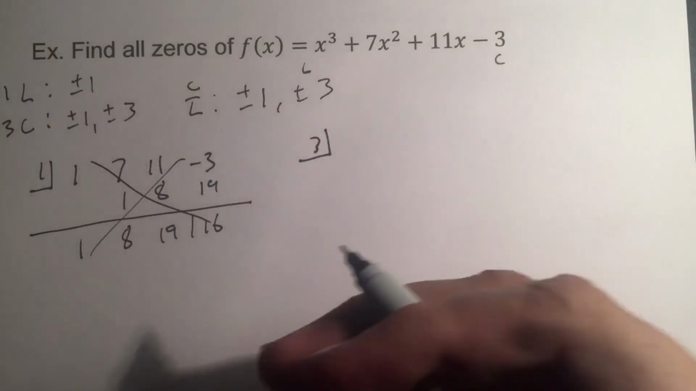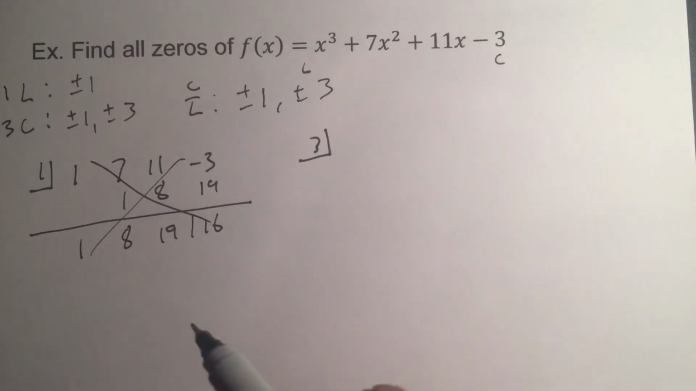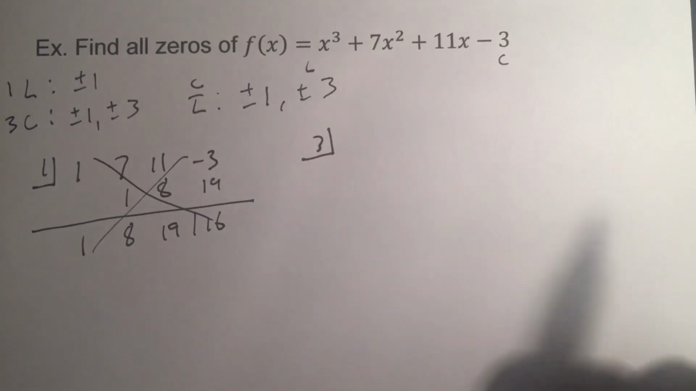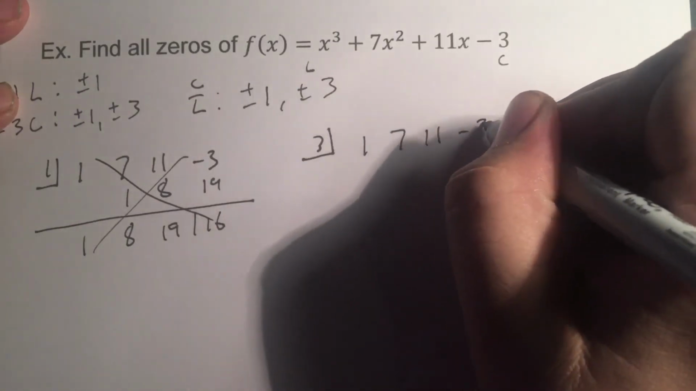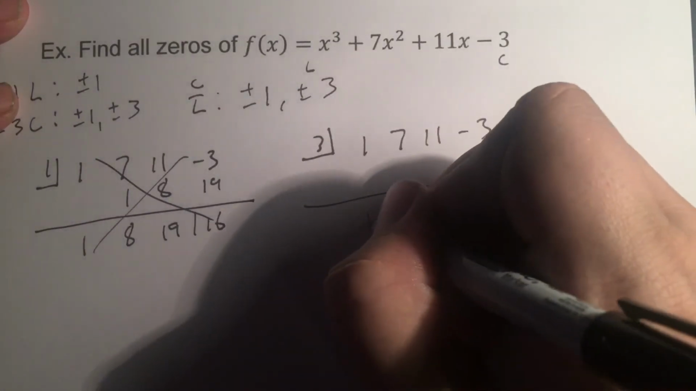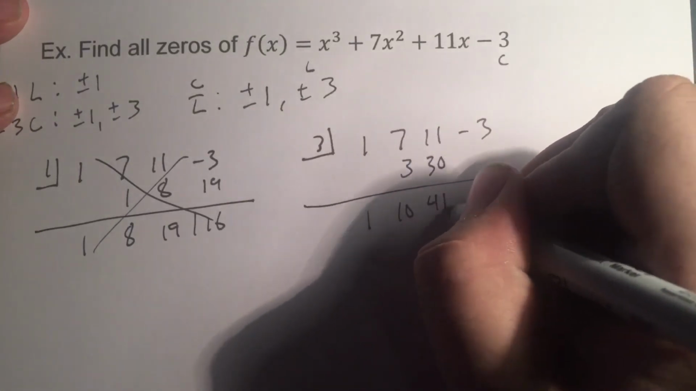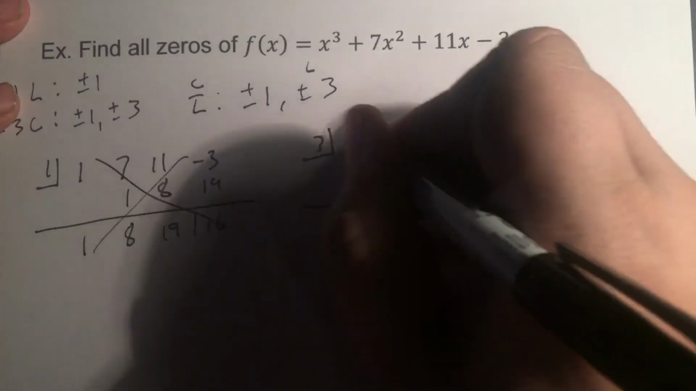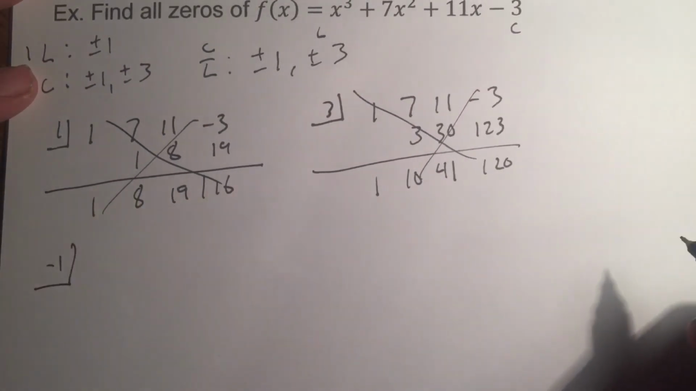For now I'm going to do the positive ones first, and then we could go through and try the negative. That's just one way to do it. You can come up with your own style of how you choose which ones to try. I'm just doing this just because. So my 3 here now, we still have our 1, 7, 11, -3. So 1 times 3 is 3, 3 and 7 is 10, which makes 30, which makes 41, which makes 123 is 120. So neither of the positives work. So on to the negatives.